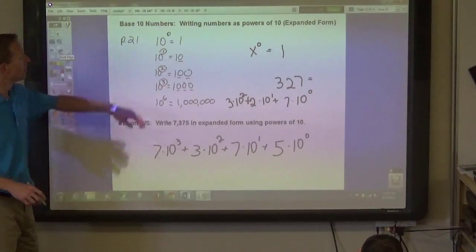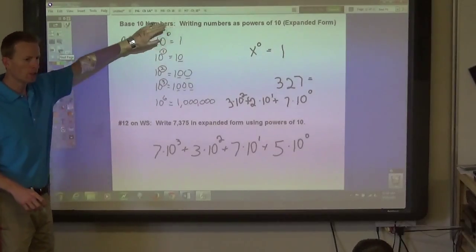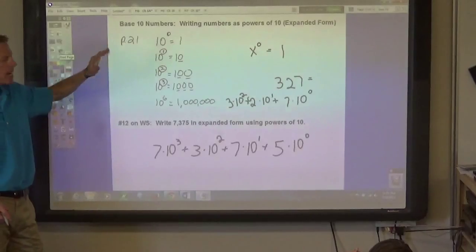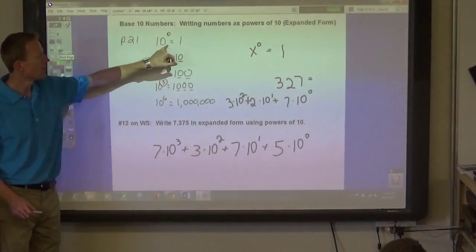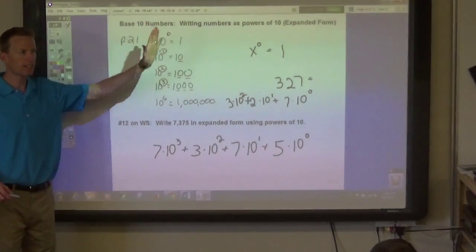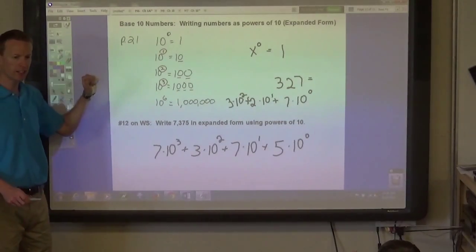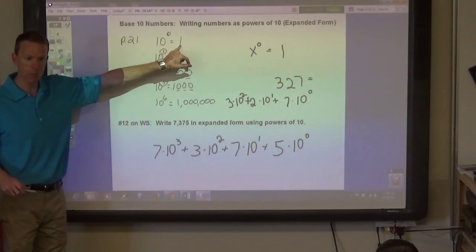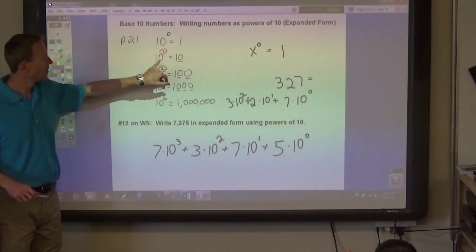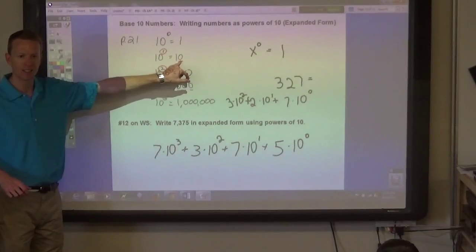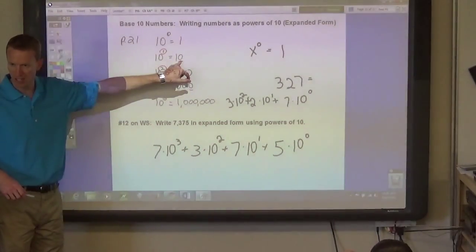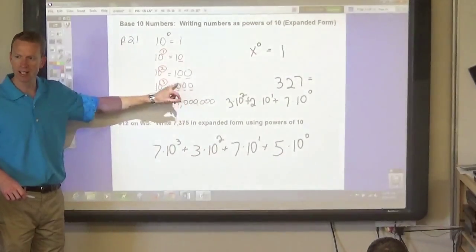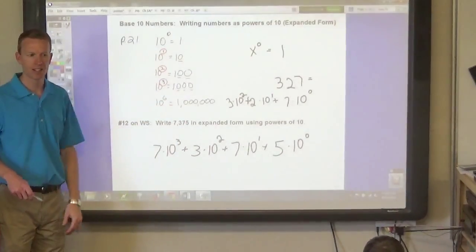Okay. Now, our number system and the place values are all base 10, which means that every place that you move to the left or to the right is another power of 10. 10 to the 0 power is the ones place. 10 to the first power is the tens place. 10 to the second power is the hundreds place. 10 to the third power is the thousands place.